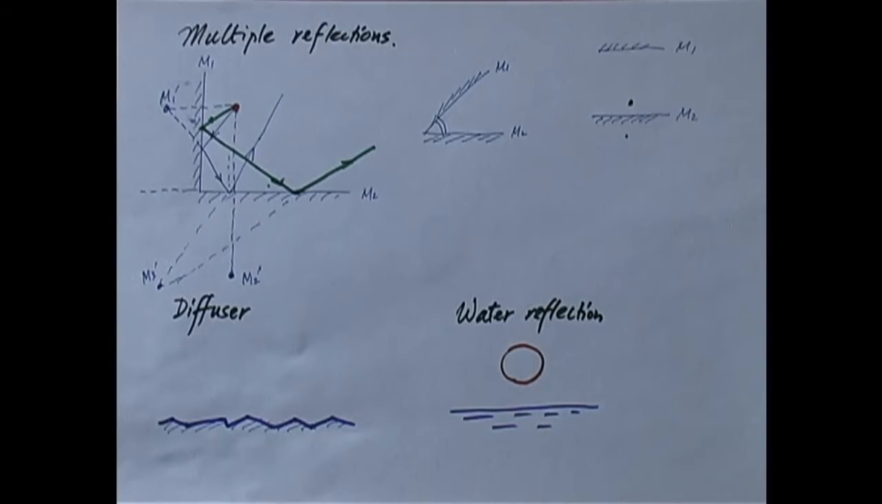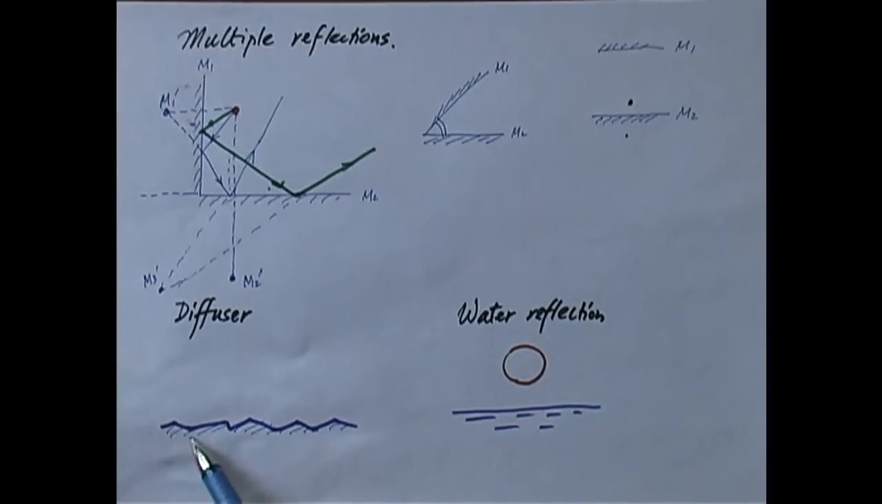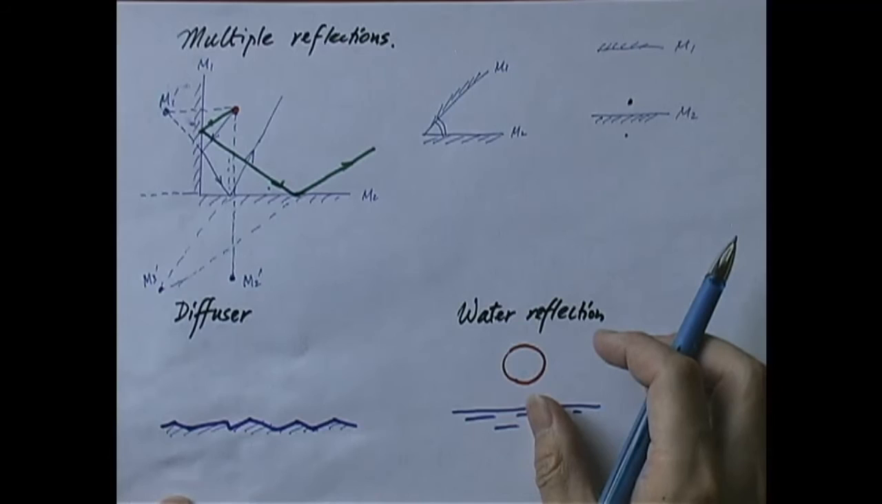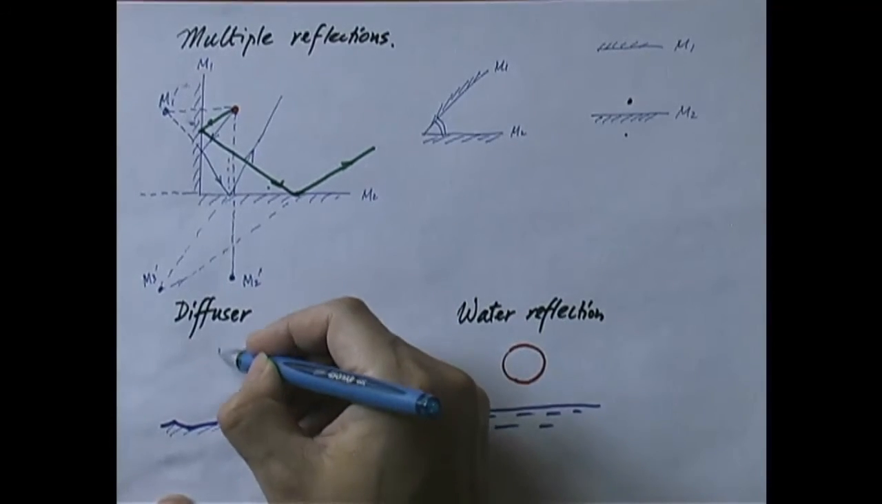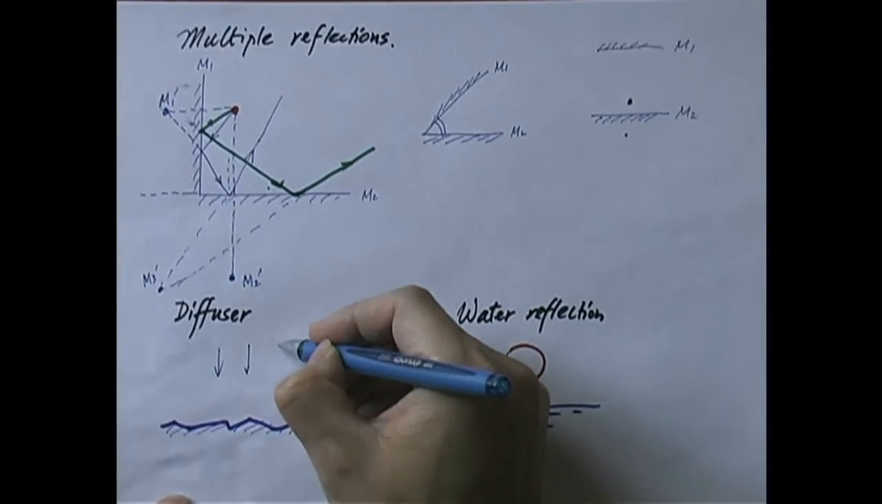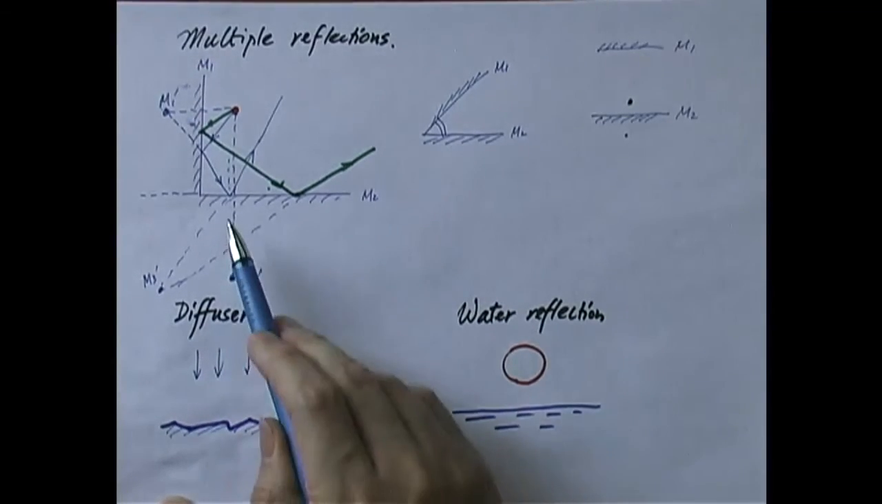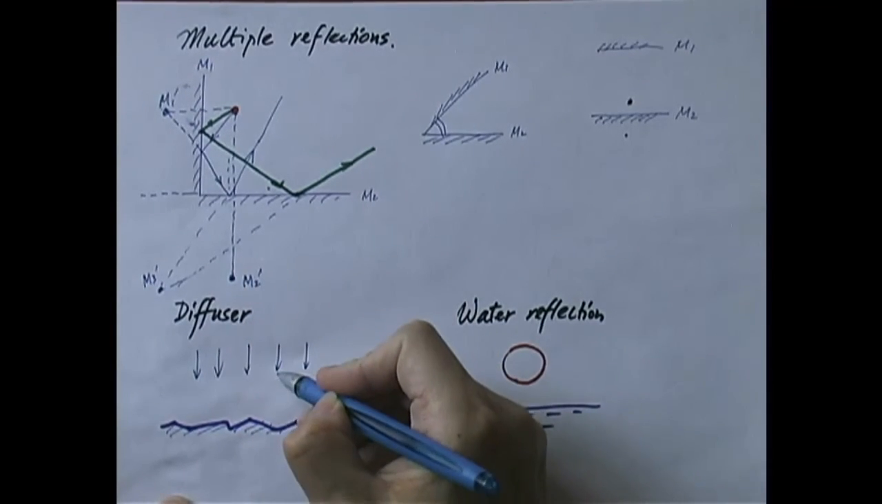Now, another application would be the so-called diffuser. What we have here is a surface that is not quite 100% flat. It is made of irregularly oriented surfaces, irregularly oriented plane mirrors. What's the application of a diffuser? Well, the thing about a diffuser is that light coming in, say a beam like this, is not going to get reflected right back. Rather, it depends on where you strike it.